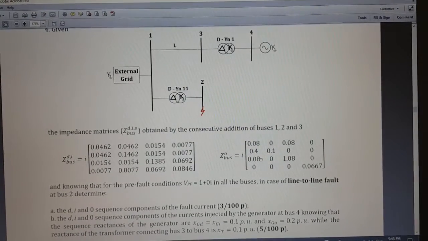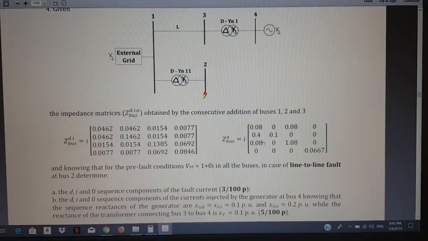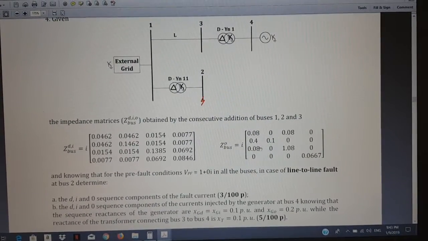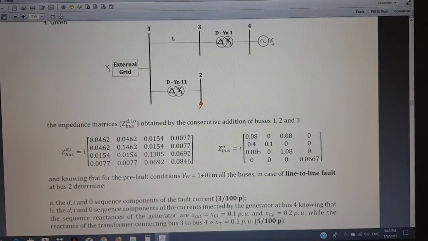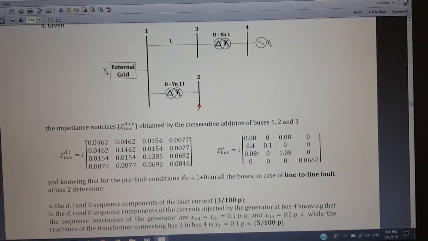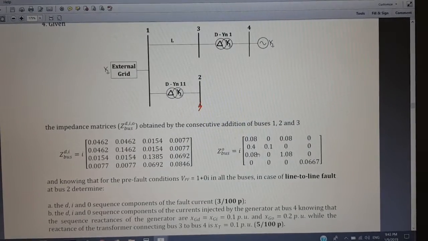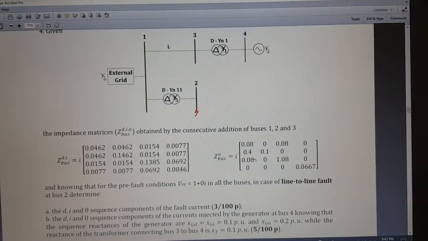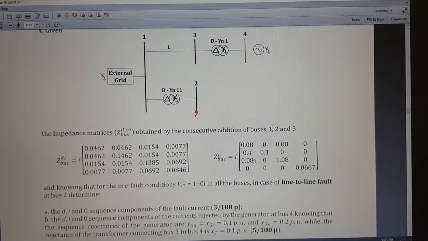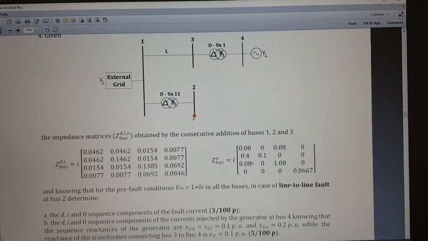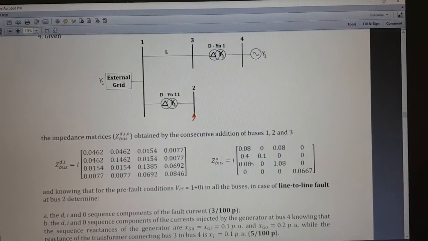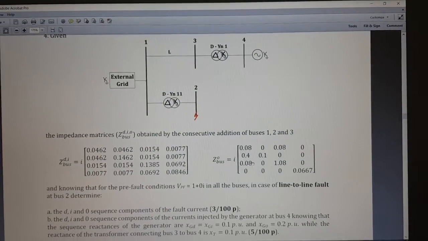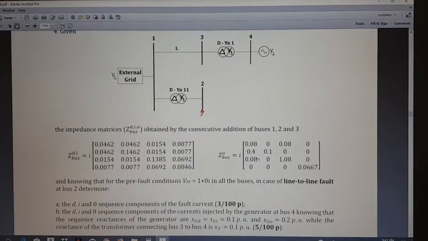And the second part asks for the sequence currents injected by the generator at bus 4. We will solve part A first. The things to take notice of in this question are, number 1, it is a line to line fault, and number 2, the fault happens at bus number 2. Only these two things you need to remember while solving these types of sequence questions.